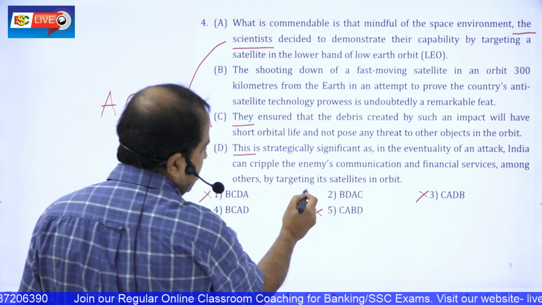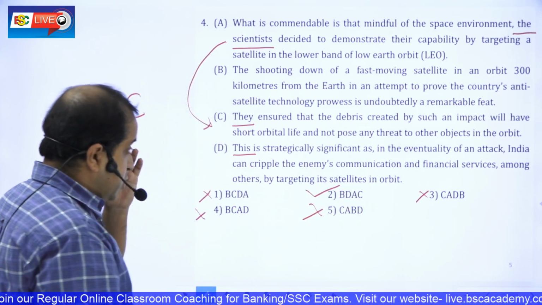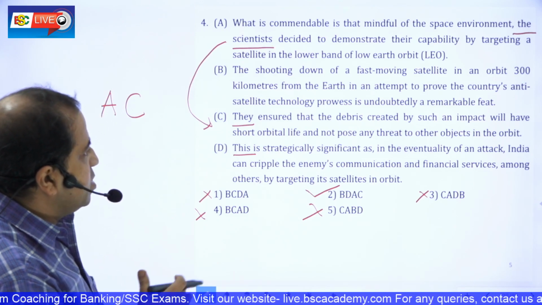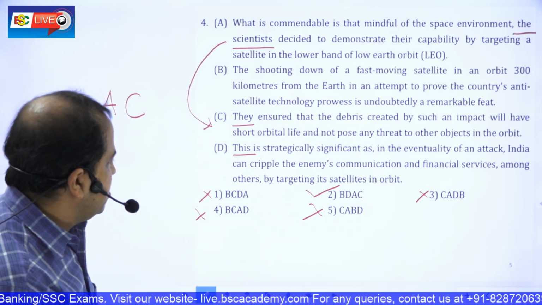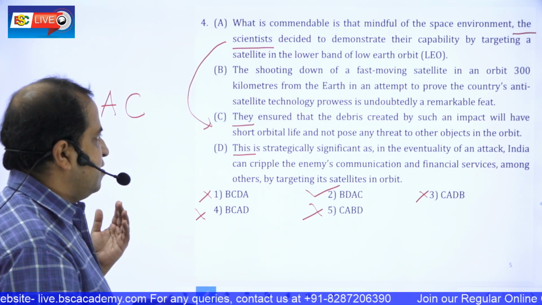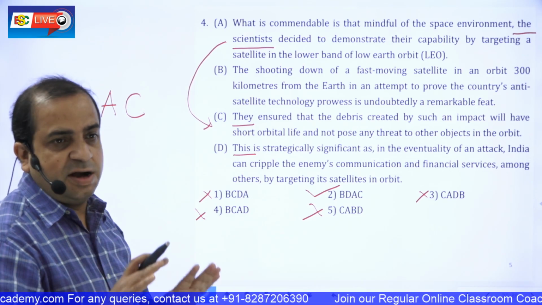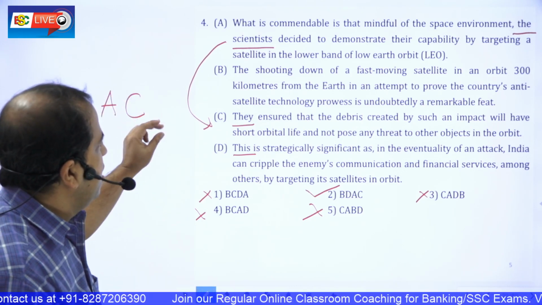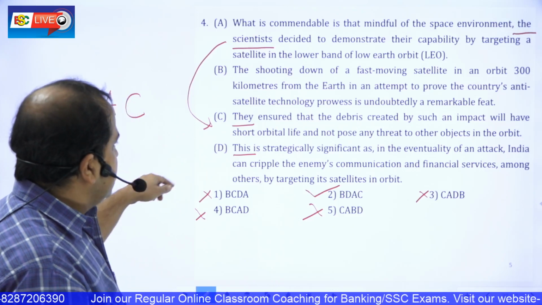अब एक बार जब इतनी आसानी से आंसर आ गया तो इसको पढ़ के जरूर देख लें that it makes sense. देखिए, the shooting down of a fast-moving satellite in an orbit 300 kilometers from the Earth in an attempt to prove the country's anti-satellite technology prowess is undoubtedly a remarkable feat. एक introduction हुआ. फिर इसमें आगे ऐड कर रहे हैं, दिस इज स्ट्रेटजी.